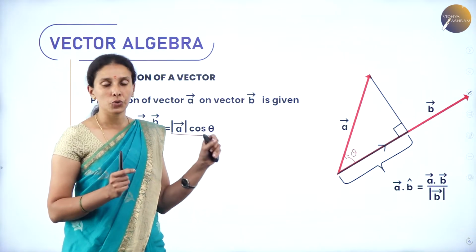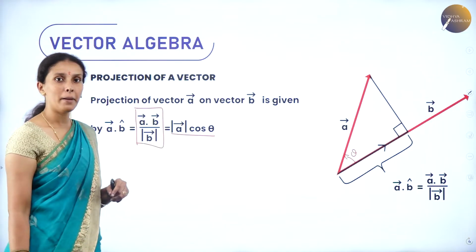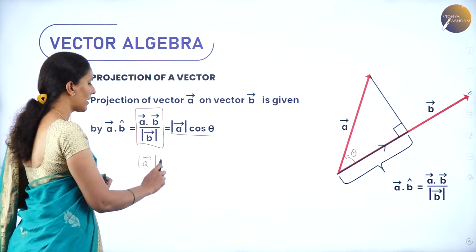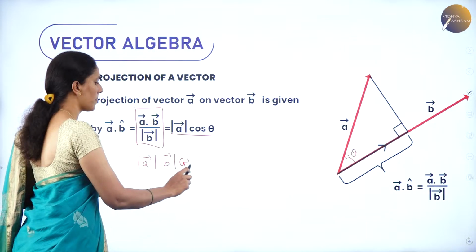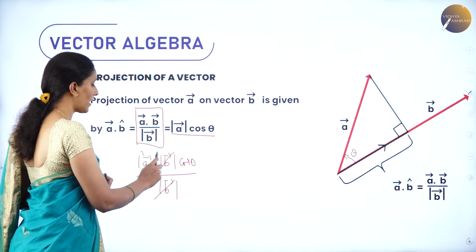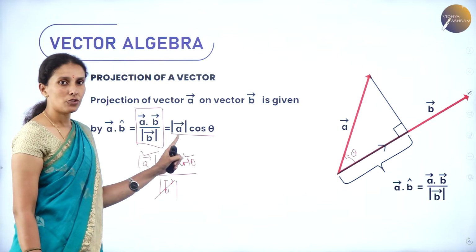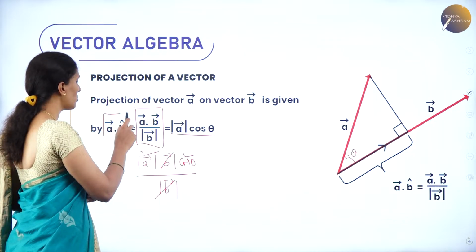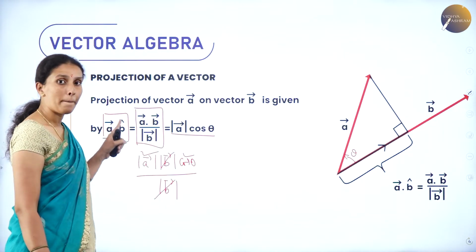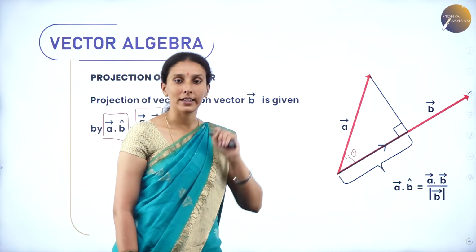When the angle between the two vectors is unknown, we can use this formula, that is A dot B divided by magnitude of B. A dot B is nothing but magnitude of A, magnitude of B cos theta, and in the denominator we have magnitude of B. Thus when you cancel, this is magnitude of A cos theta. So A dot B by magnitude of B is nothing but magnitude of A cos theta. Thus the projection of vector A on vector B is given by vector A dot B cap, where B cap is the unit vector along the direction of vector B.